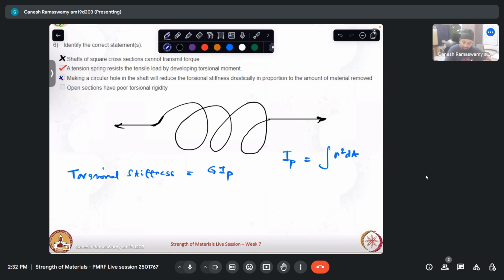Open sections have poor torsional rigidity. Yes, this is shown in the lecture also. If we take a hollow circular shaft and then just put a very thin slit along its length, there is a drastic drop in its torsional capacity. So this is true.